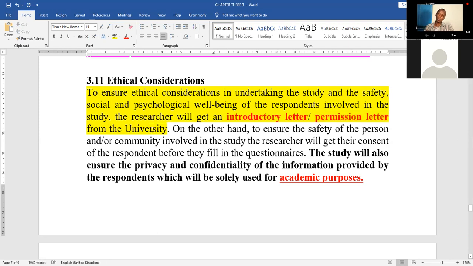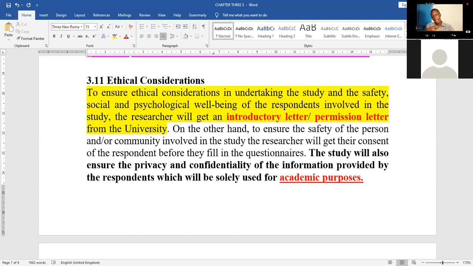When you go to your department or your faculty, I don't know whether it's the dean that you're supposed to see or the academic registrar or whoever, I think it is the research coordinator in your department or faculty. You go to the research coordinator, and they print for you an introductory letter. That letter is supposed to come from the university. It is the university that writes it, and they just give it to you.